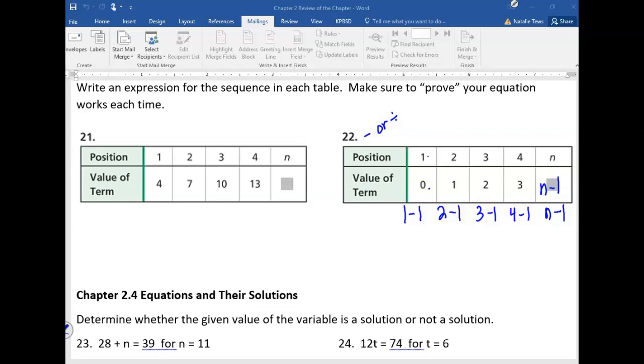Okay. No. All right, let's look at 21. Let's look at 21. I want you to notice that it's getting bigger from one number to the next.